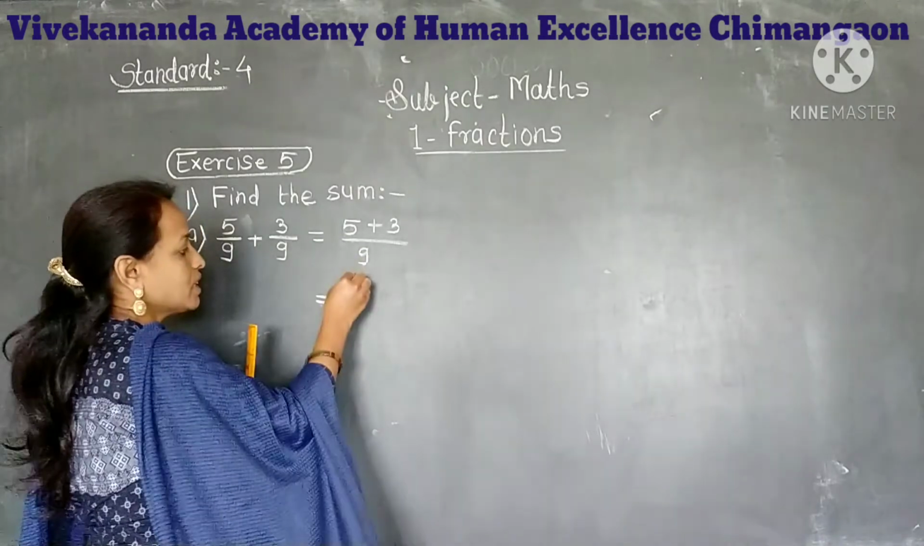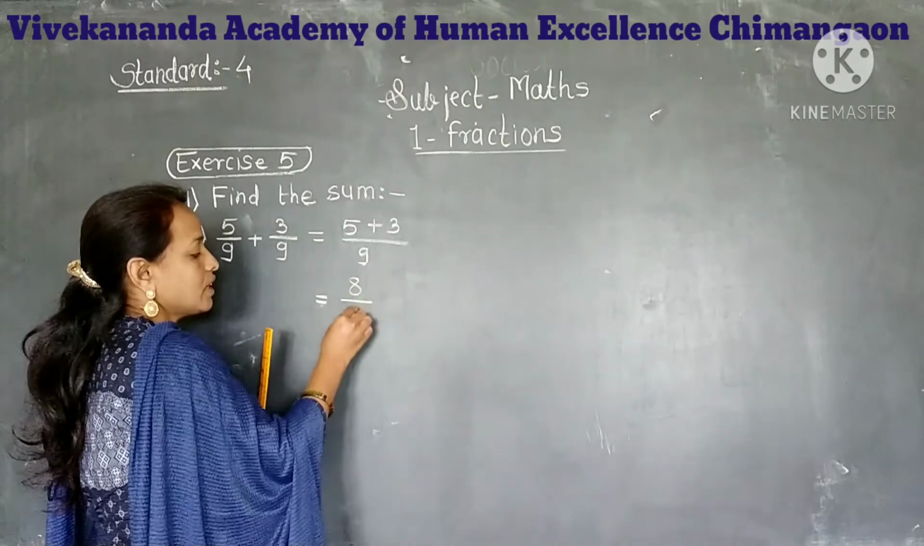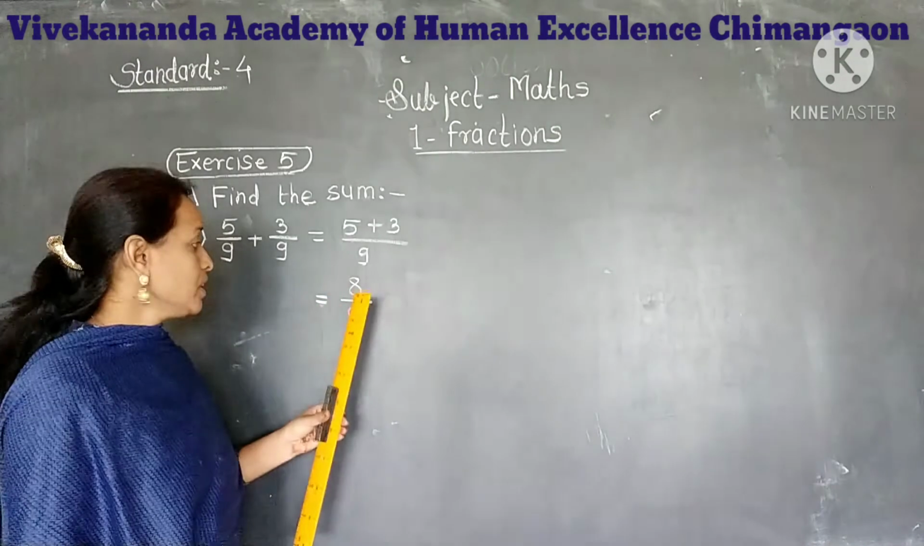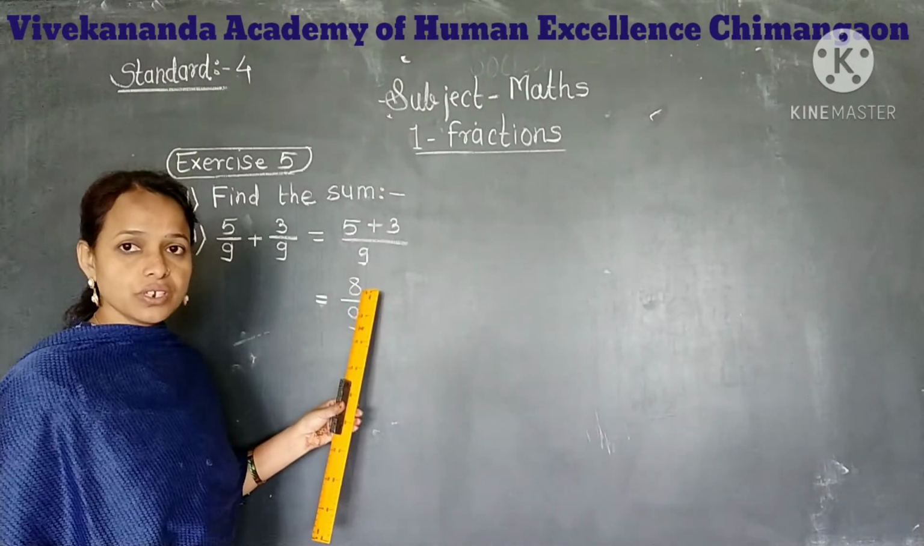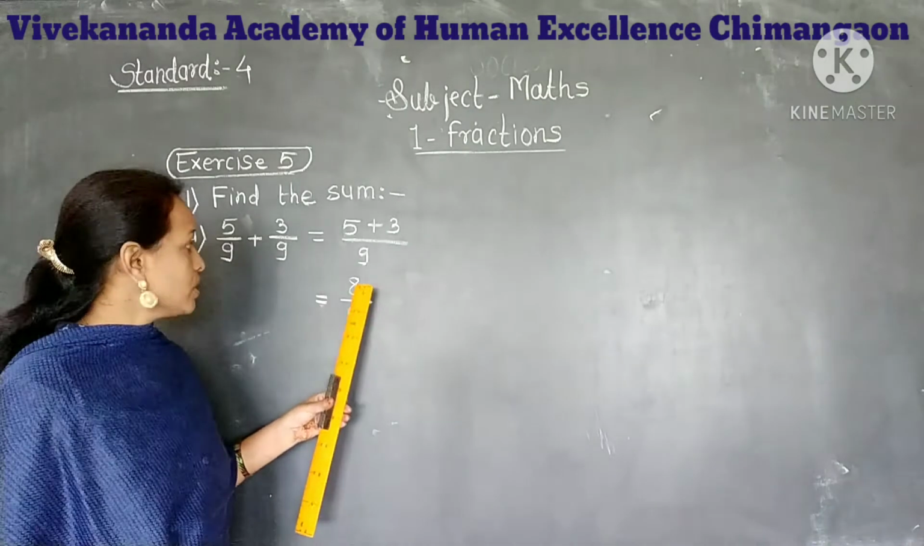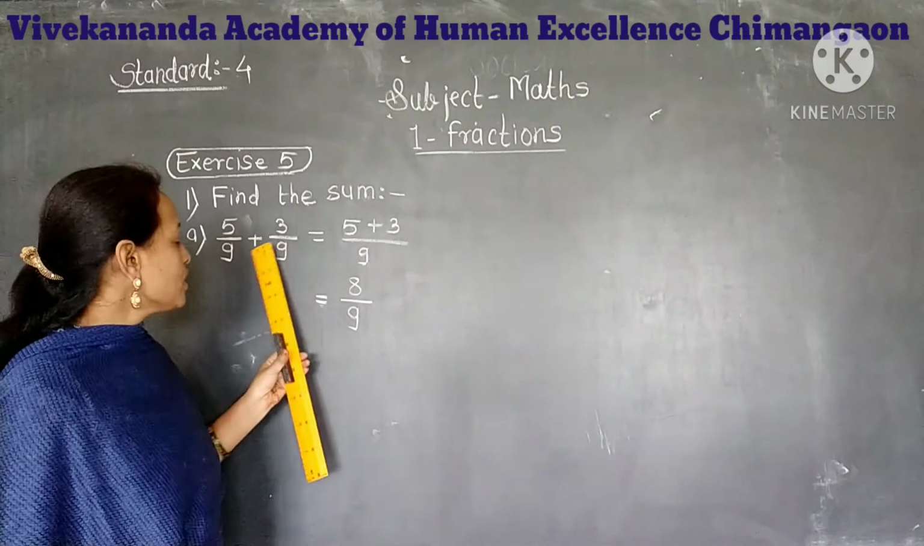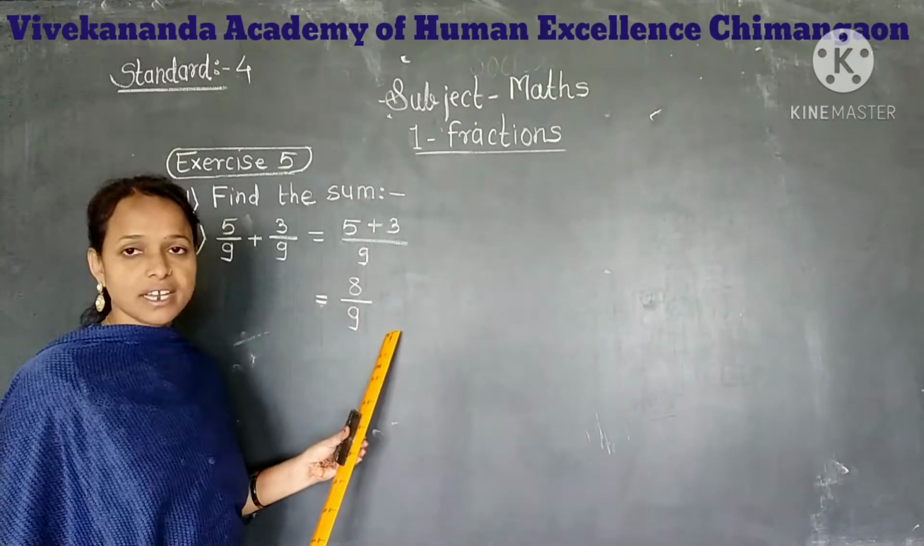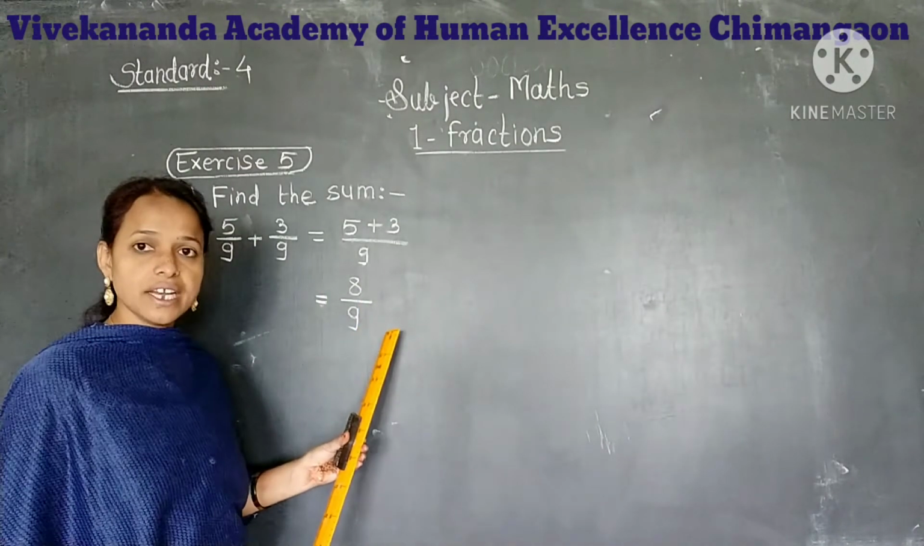Here 5 plus 3 is 8, and we write denominator 9. Here there is no need to reduce it to its lowest terms. So by adding 5 upon 9 plus 3 upon 9, we get the sum 8 upon 9, which is already in reduced form.